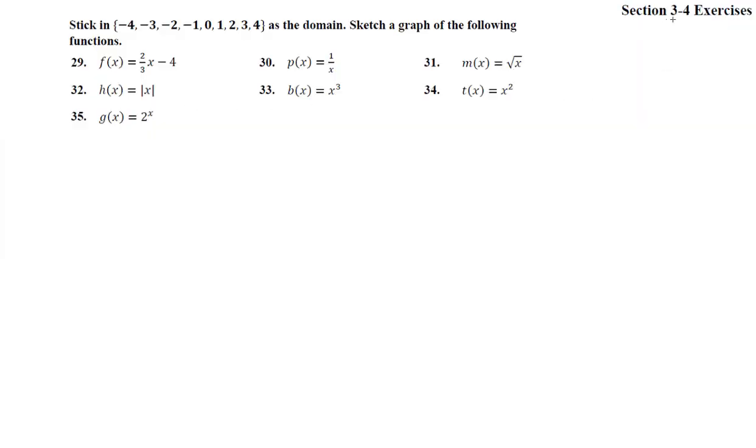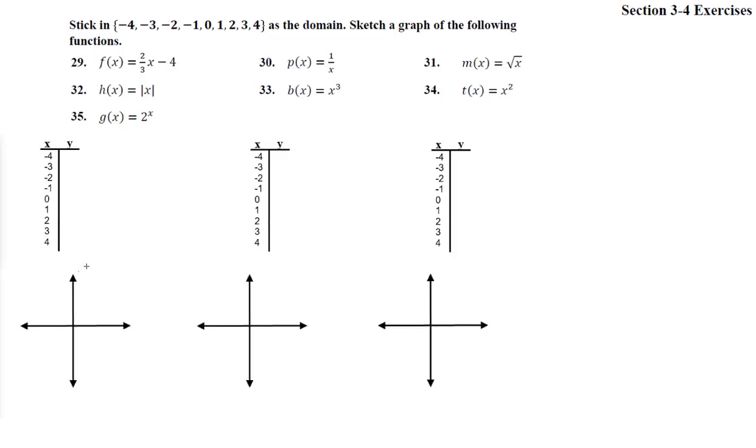Here we are in section 3-4, exercises numbers 29 through 35. The instructions say to stick in -4, -3, -2, -1, 0, 1, 2, 3, 4. That looks like 9 different numbers we have to stick in as the domain for each of these functions, and then sketch the graph. So that should draw to mind that we're going to be sticking -4 in, then -3, then -2, a little x, y chart into these functions and on the graph. So we'll bring those up.